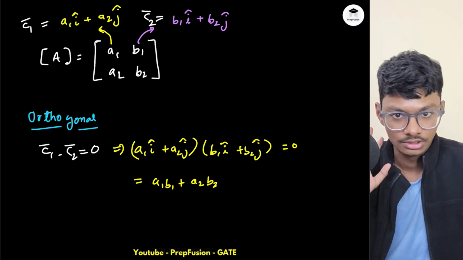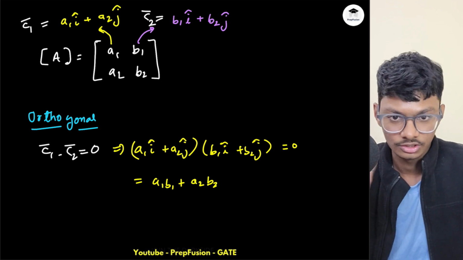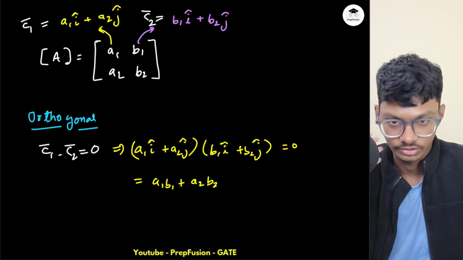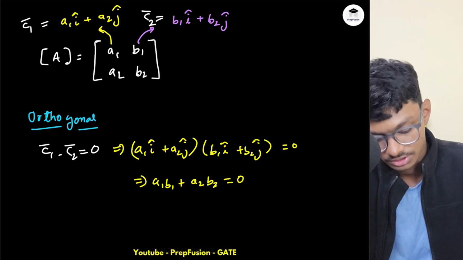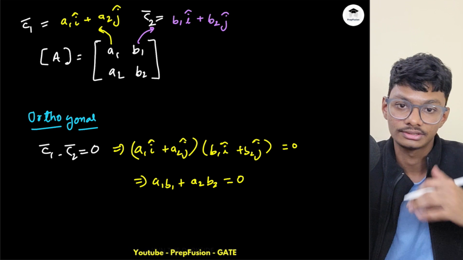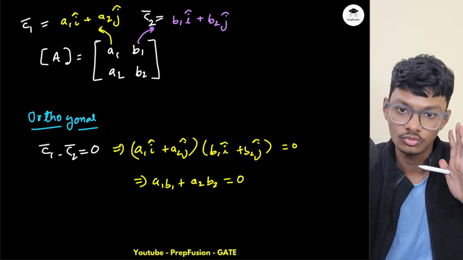i dot j is 1 times 1, magnitude of i into magnitude of j, which is 1 times 1 into cos 90. Cos 90 is 0. That's why a1 a2 should be equal to 0. So this is the condition that they need to satisfy for it to be orthogonal.